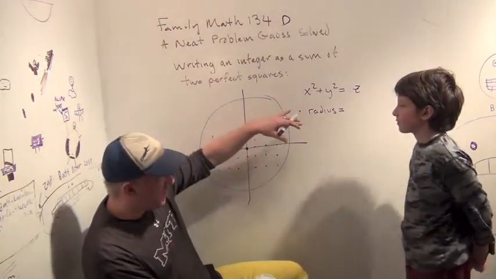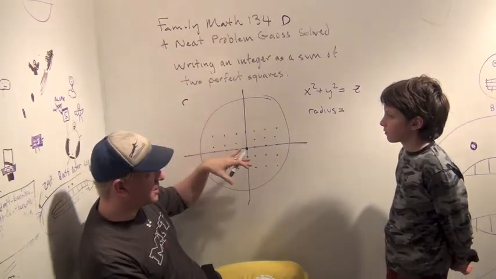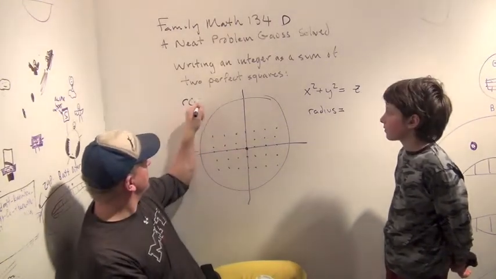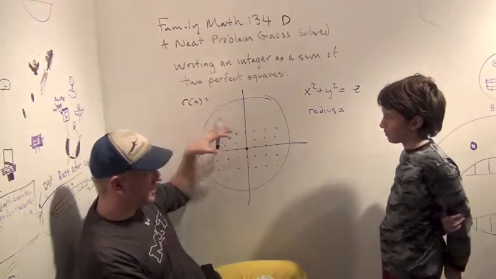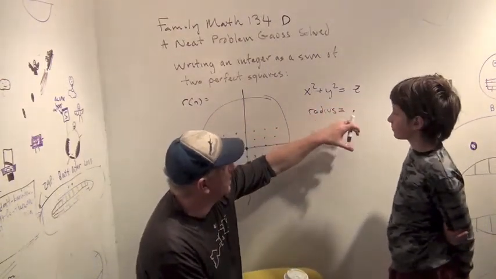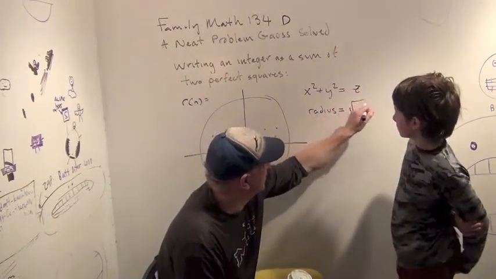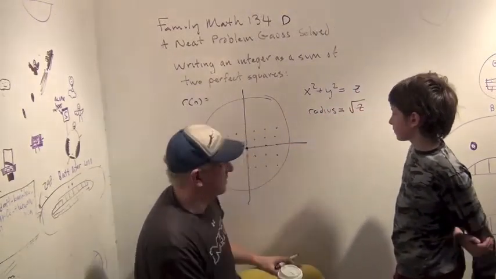Now, I'm following the book's notation. Unfortunately, they already called r something. They called that the function. r of n is the number of ways to write n as a sum of squares. So I don't want to use r for the radius. I'm going to use z. So we usually have a radius squared here, so the radius of this circle is the square root of z.